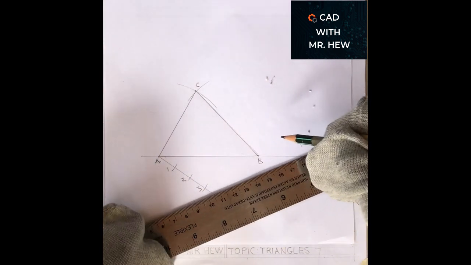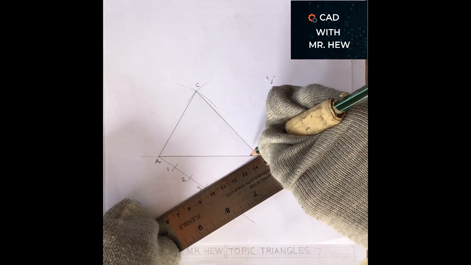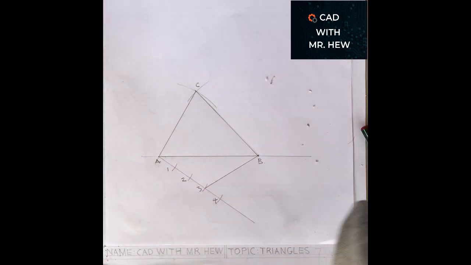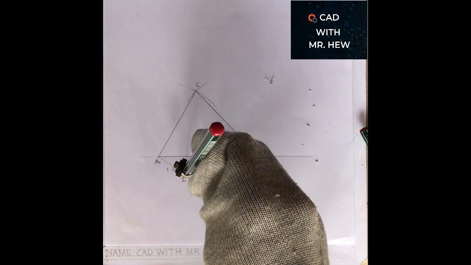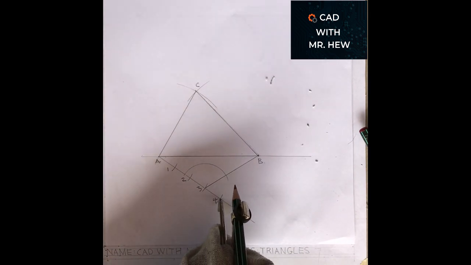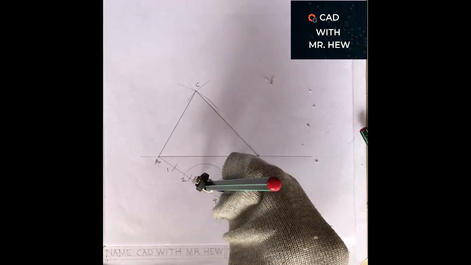So what we're going to do, we're going to join 3 to B with our ruler and our pencil, like this. Then what we're going to do now, we need a parallel line from 4 to intersect the line AB. So we're going to use our compass to copy this angle to get the parallel line. So mark an arc, use the same radius. From 4, we're going to mark an arc.